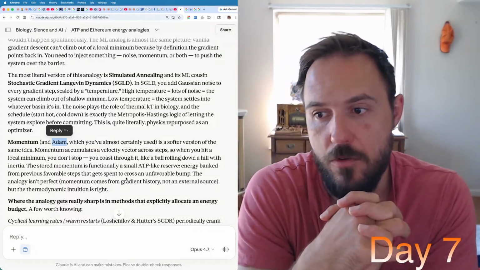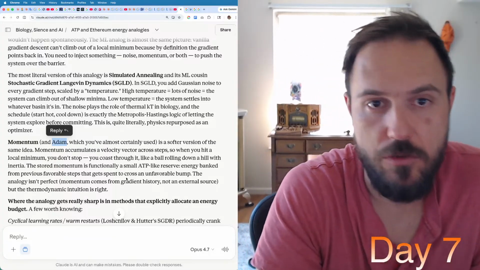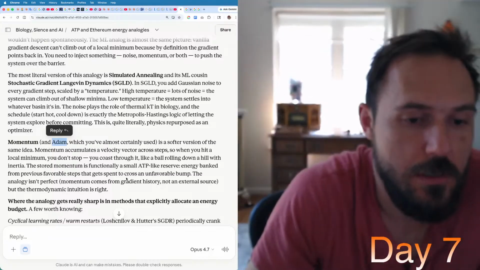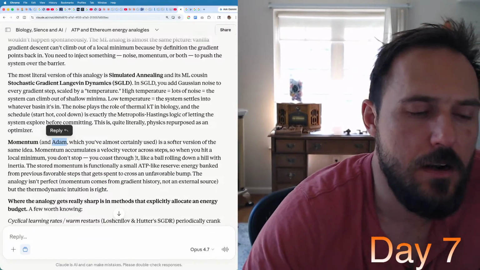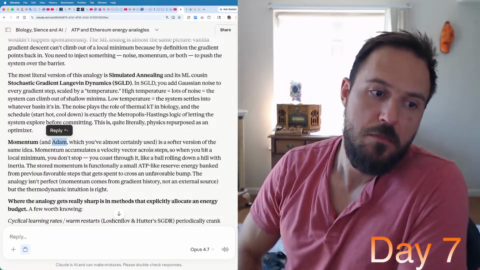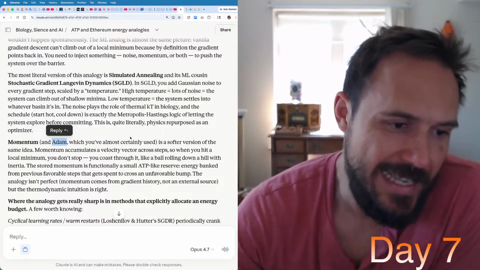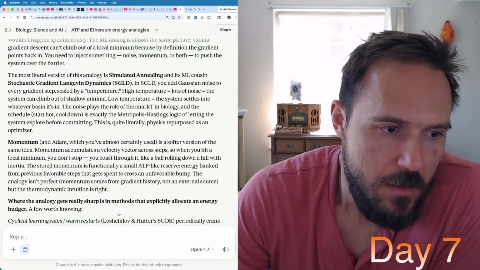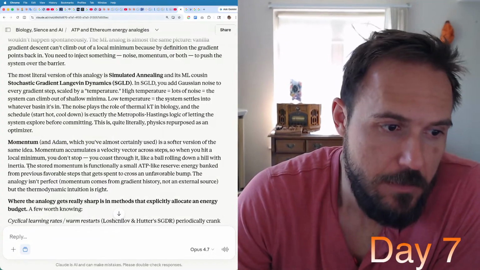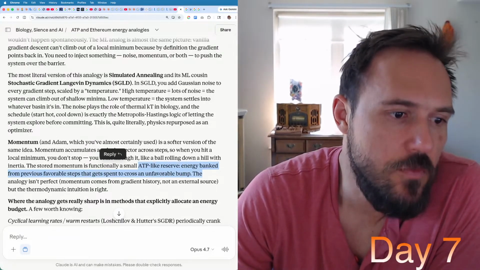And maybe your false boolean will switch to true. Interesting. It's hard for me to explain this using proper words and labels and sentences. But you see where I'm going with it, right? The stored momentum is functional as a small ATP-like reserve energy bank from previous favorable steps.